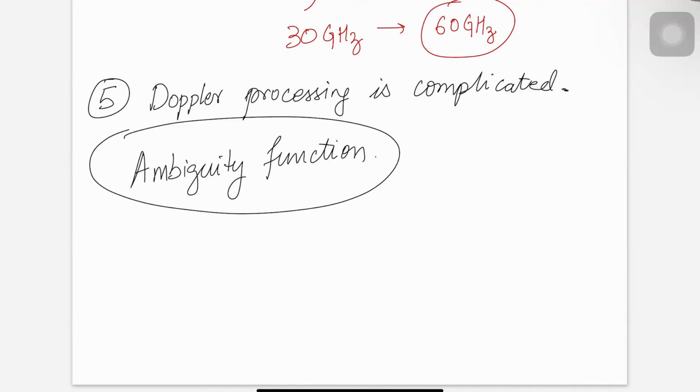basically it looks at what happens if I send a signal and I get it back, and I pass it through matched filters with different time delays and different Doppler frequencies. What does that cross correlation look like? For example, you may see a strong correlation even at a Doppler frequency and a delay that do not correspond to the actual target's delay and Doppler frequency. So you have to look at this function when you're designing the pulse itself. And that's why Doppler processing is more complicated.